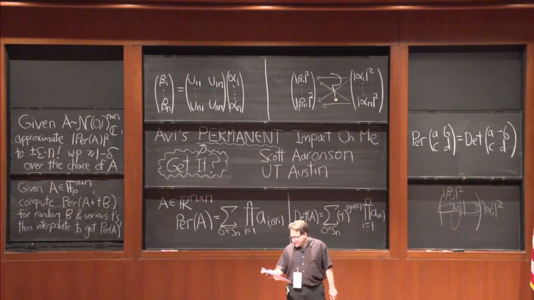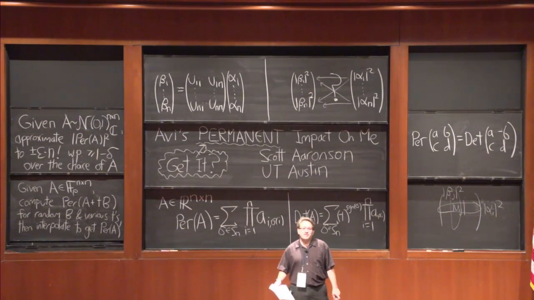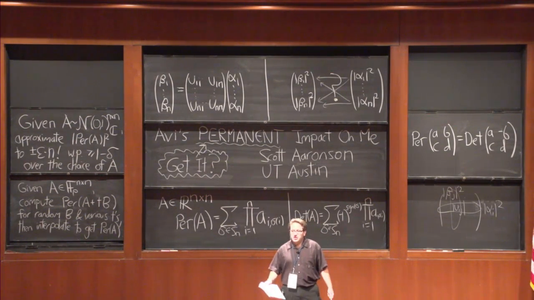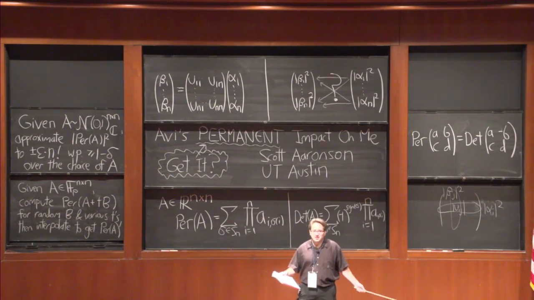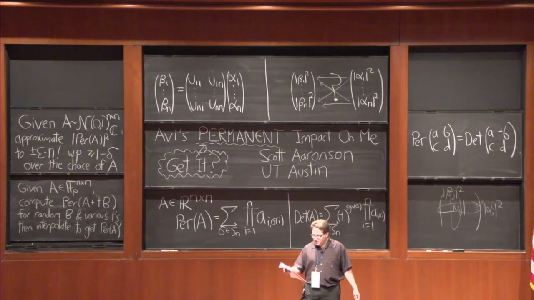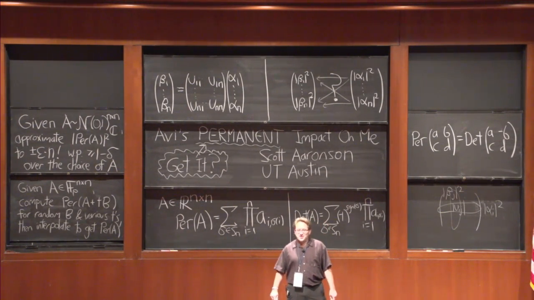So the challenge now is to build single photon sources that are good enough that you could scale this up to, let's say, 30 photons, which is where I think you would really start seeing a quantum advantage compared to simulating it on your classical cluster. And again, this whole quest really started with Avi's joke.